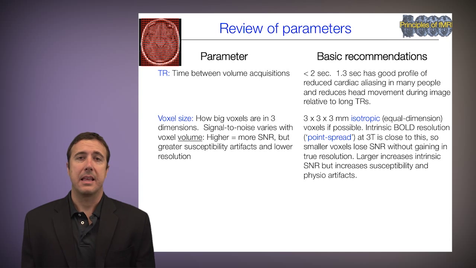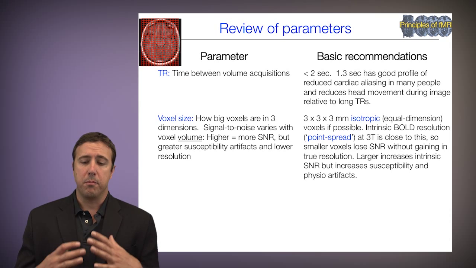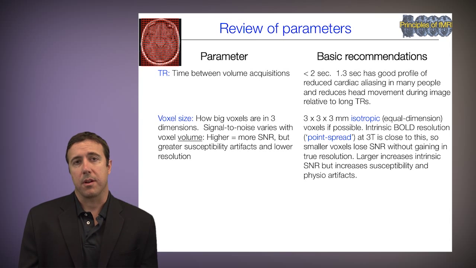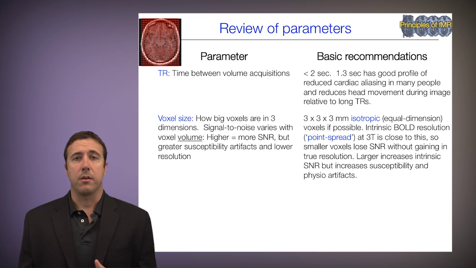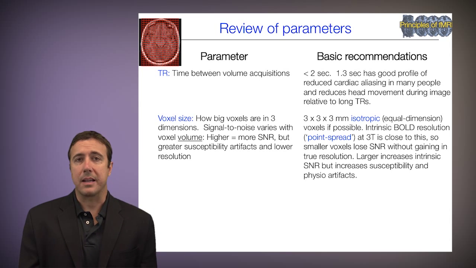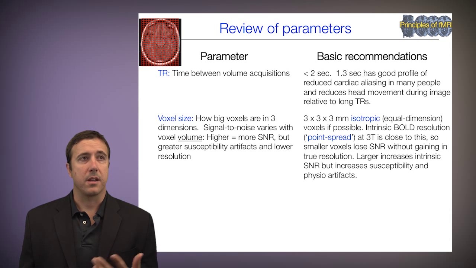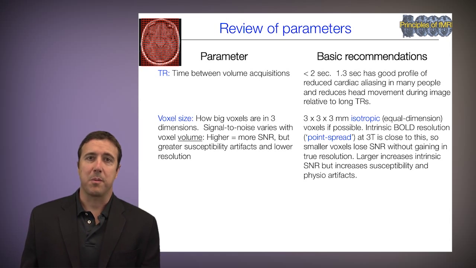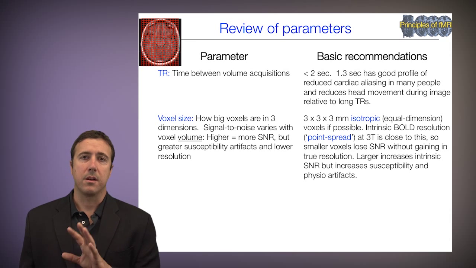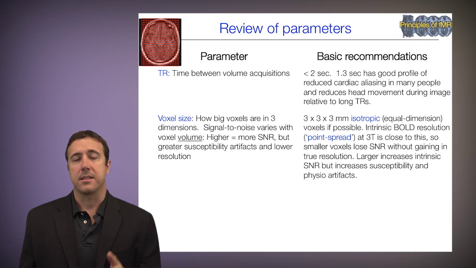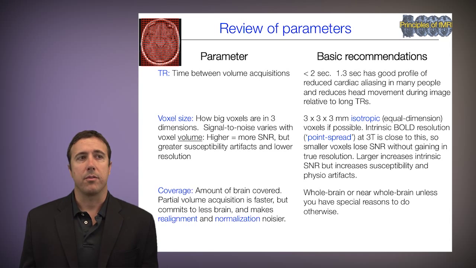One other point is that at 3 Tesla imaging, the intrinsic smoothness of the BOLD images is close to 3x3x3 millimeters, perhaps somewhat less, maybe 2.5 millimeters. And so if you go smaller than that, you're really not gaining anything in terms of intrinsic resolution, but you're losing signal to noise. And that's why some studies, like Chen Mao et al. 2011, a paper I like, found that something close to 3x3x3 millimeters is optimal for decoding at 3T. At 7 Tesla, smaller voxels are going to be helpful.